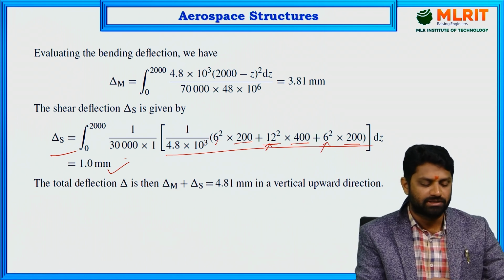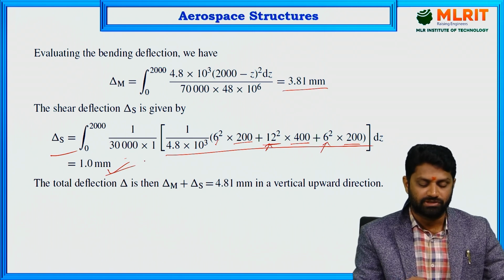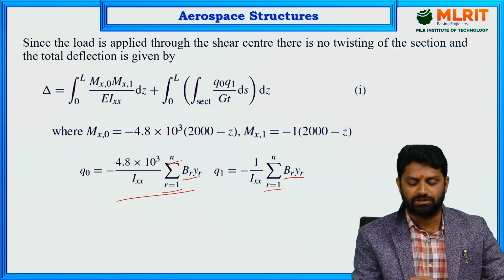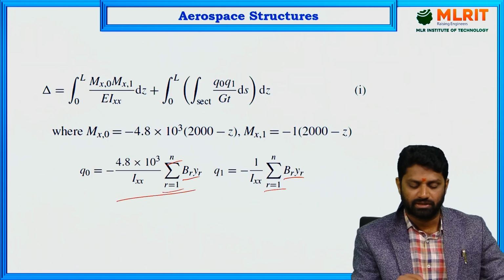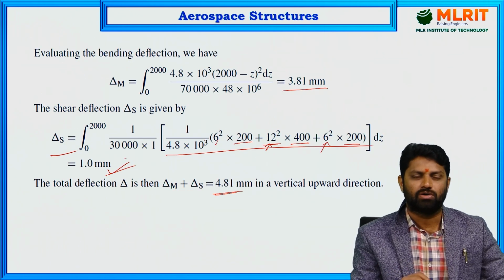So once you get the shear deflection, the total deflection is the summation of deflection due to bending and shear deflection, which is 1 plus 3.81, equals 4.81 mm in a vertically upward direction, and that we have seen here. So this is the shear deflection, and what we got is 4.81 mm. So this is how we solve the problems on deflection of open and closed section beams.